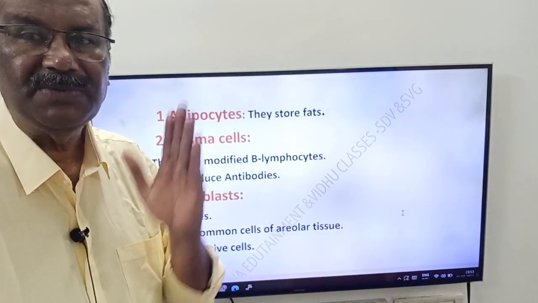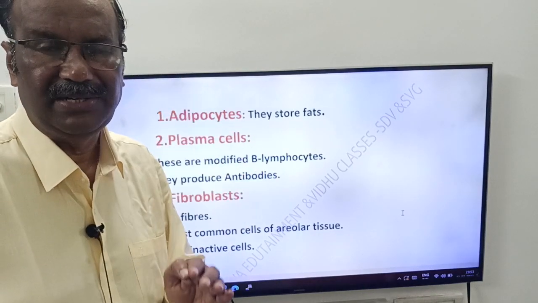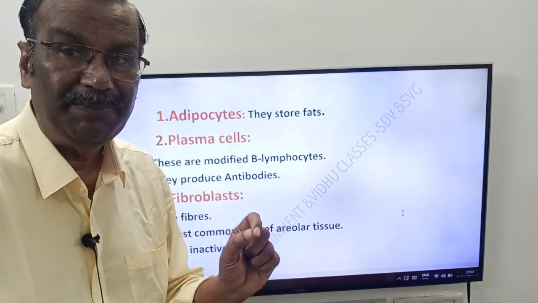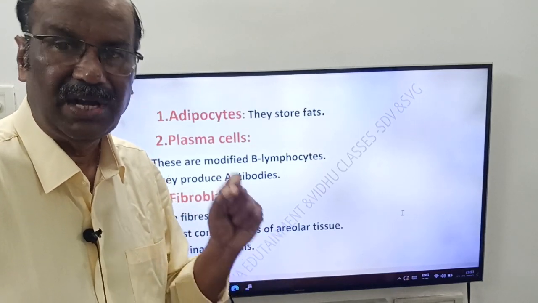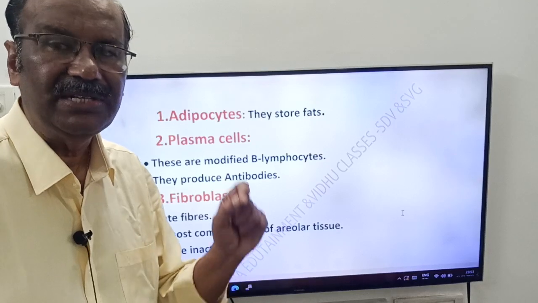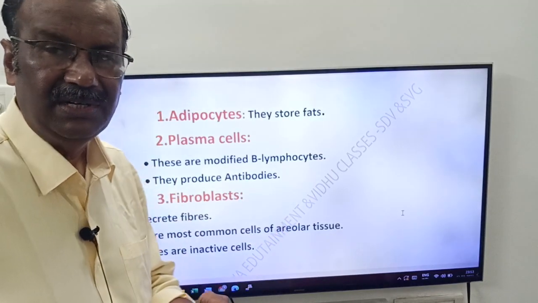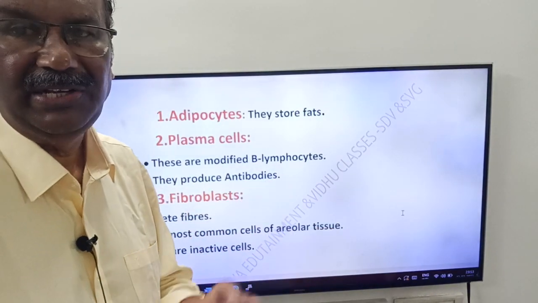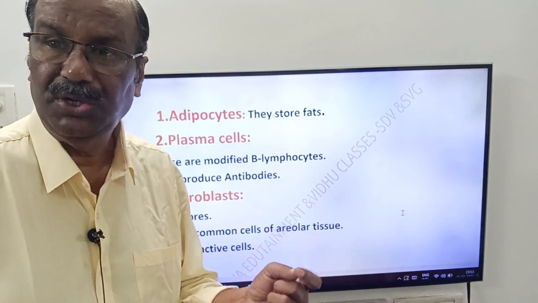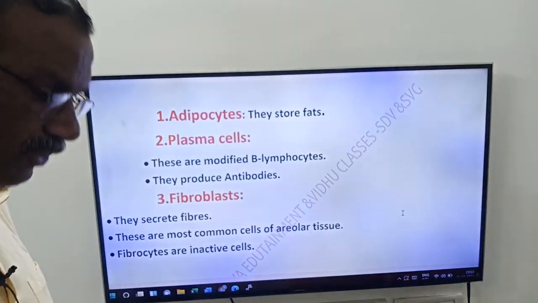So what are plasma cells? Plasma cells are modified B lymphocytes. B lymphocytes are a type of lymphocytes. Lymphocytes are white blood cells. These lymphocytes are 2 types, B lymphocytes and T lymphocytes. So plasma cells are modified B lymphocytes. What is their function friends? They produce antibodies. B lymphocytes produce what friends? Antibodies.